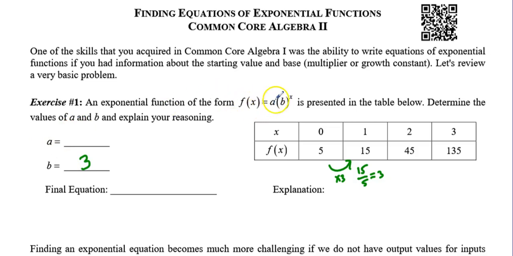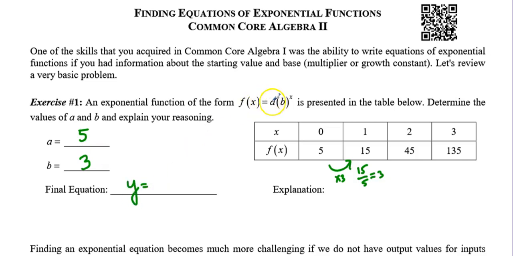Well, a is the y-intercept. A is what happens when x equals 0, because if x equals 0, then this whole factor becomes a 1. Anything to the 0 power, other than 0 itself, is 1. So if we have a table that has an x value of 0, we know that the y value is the y-intercept. So that's just 5.